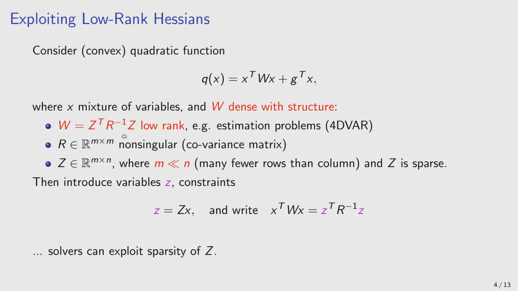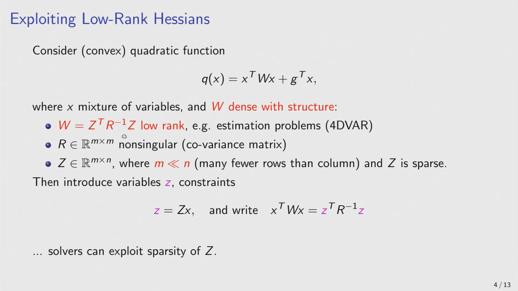You can introduce an additional variable. So you just introduce this new variable called z, which is just the product of Z times x. And if you do that, then your objective function, or the quadratic term x transpose W x, just becomes z transposed R inverse z. You can just check that. On the right-hand side here, the z becomes a Z times x. So that's okay if you compare the red W there and then the Z transposed.